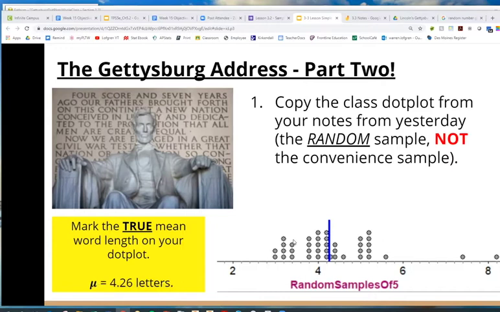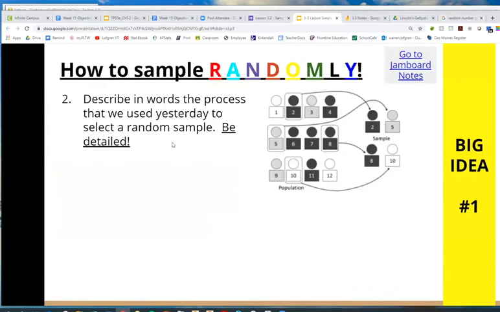Rough picture is the name of the game. You don't need to have every single dot perfectly marked in there. Okay, here's what we're going to be looking at then.